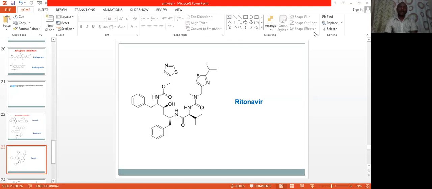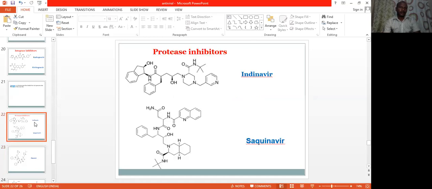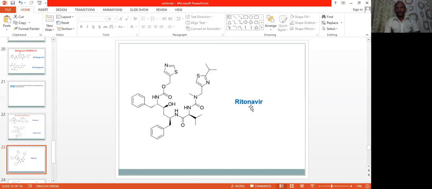Okay, so this is about the protease inhibitors. Three drugs we have discussed: first indinavir and saquinavir, and the other one is ritonavir. So here I stop the class, and we'll continue with the next class tomorrow.